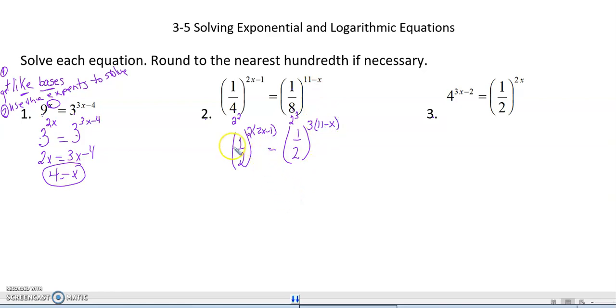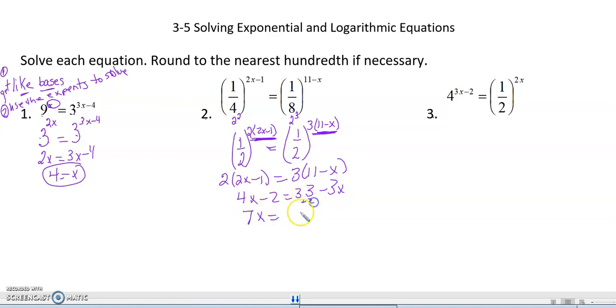Alright, so once we've got the bases alike, we're going to set the exponents equal. So I'm going to take this, 2 times 2x minus 1, and put it equal to this, 3 times 11 minus x. Alright, so you're going to do your math. 4x minus 2 equals 33 minus 3x. I'm going to move this 3 over and make it 7x, which means I'm going to move this 2 over and make it 35. So in this case, x is 5. Okay? So steps are get like bases, then use the exponents to solve.